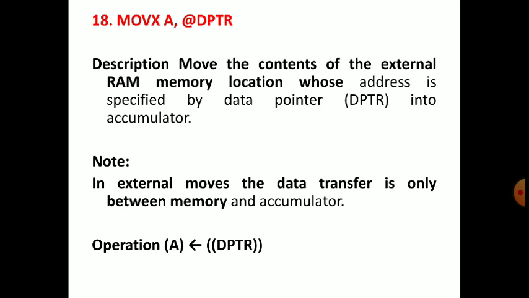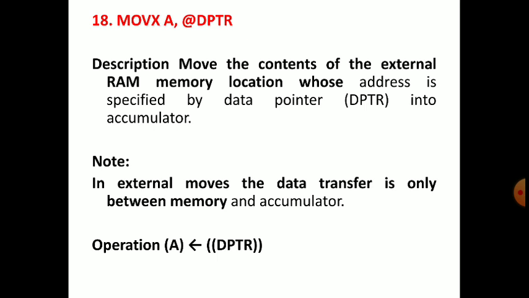Next is MOVX A comma at the rate DPTR. The description: move the contents of the external RAM memory location whose address is specified by data pointer into accumulator. In external moves, the data transfer is only between memory and accumulator. So operation, the contents of accumulator are transferred from the DPTR indirect address mentioned by this DPTR register.